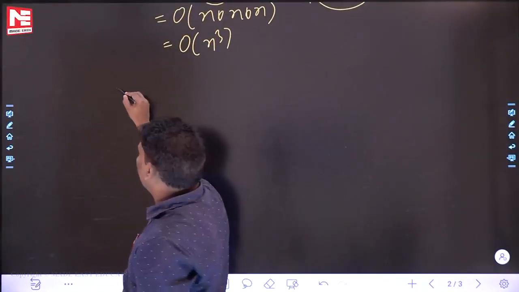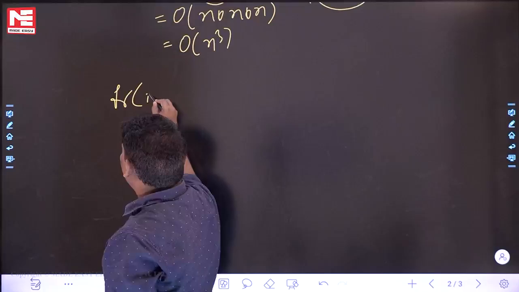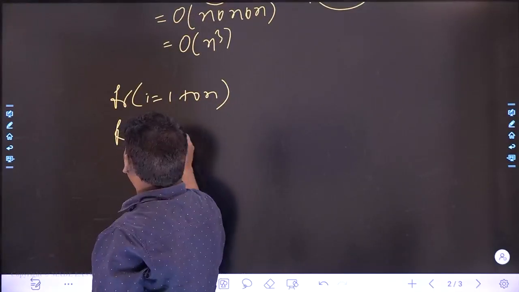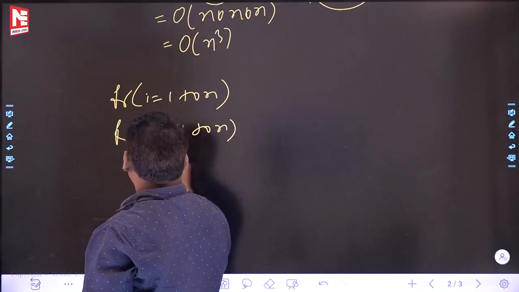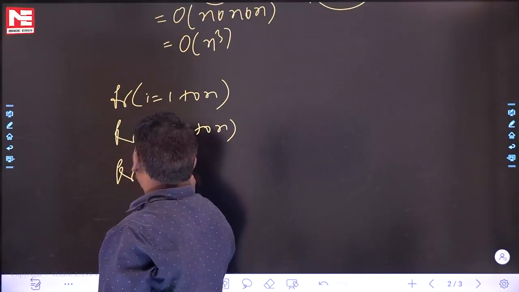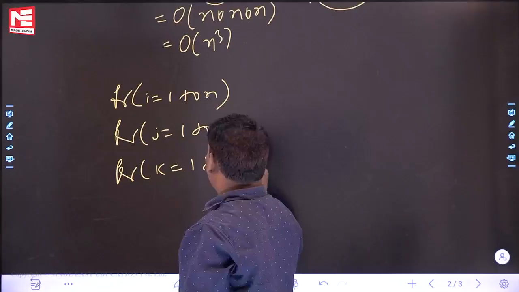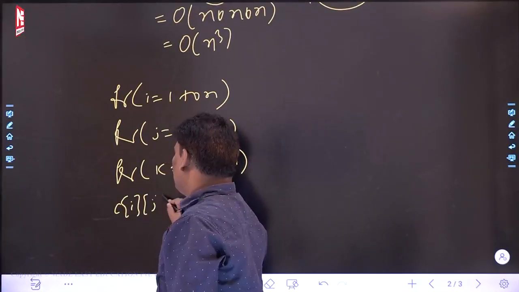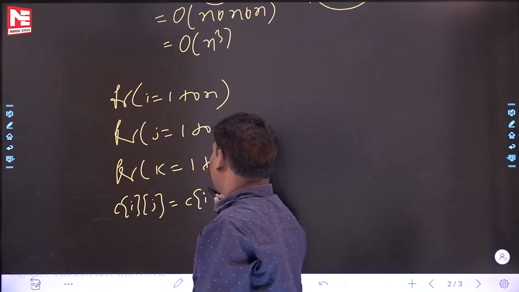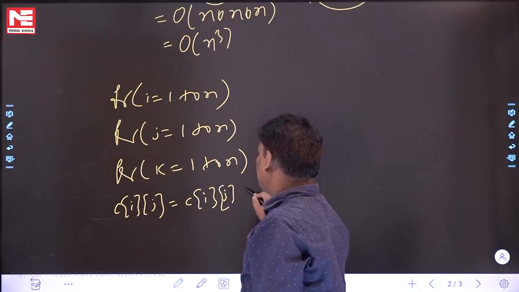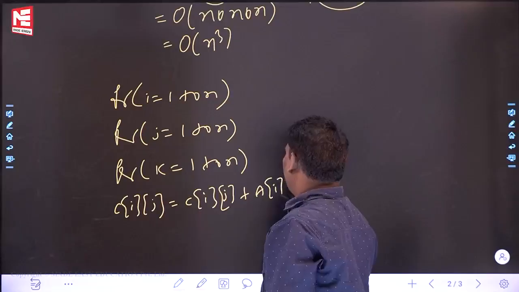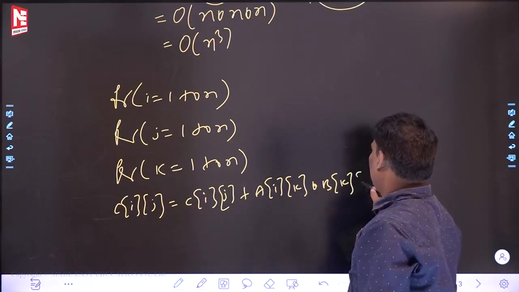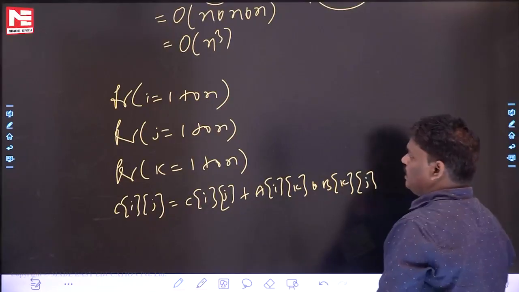See the program, you know the program for multiplication is like this. For i is equal to 1 to n, for j is equal to 1 to n, for k is equal to 1 to n. One more loop, 3 loops required. Next one. Cij is equal to Cij plus aik star bkj. Right, like this 3 loops are there.